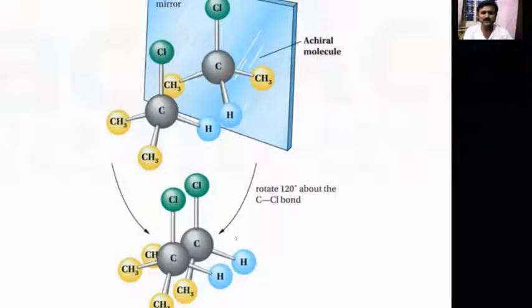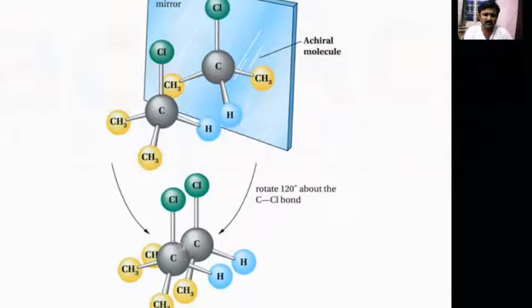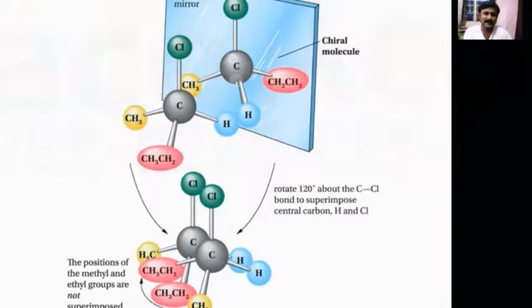See the next one. If you observe the top picture, an achiral molecule is there. That means the mirror image is very clearly observed in this. But if you see the rotation around 120 degrees about the carbon and chlorine bond in this, what will happen? All these groups, methyl groups, chlorine atoms, hydrogens, all will get superimposable.